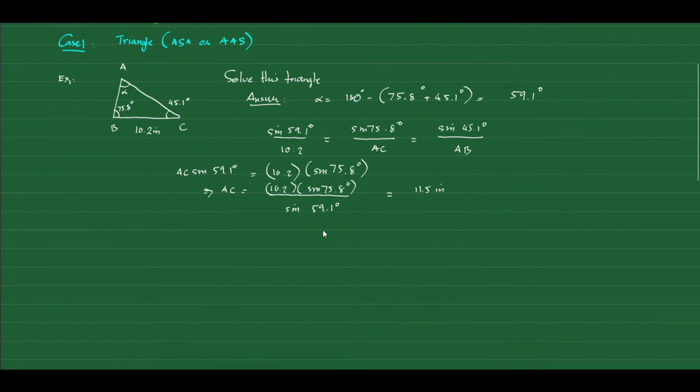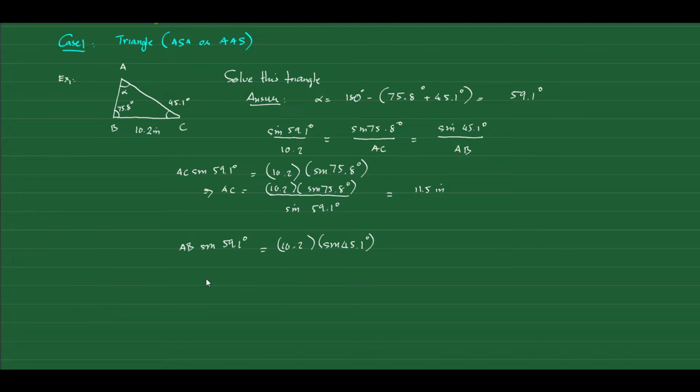That's the AC. Now you're gonna do the same thing for AB, and you're gonna pick the first ratio and the last ratio. So we're gonna go ahead and solve for AB. So AB sine 59.1 equals 10.2 times sine 45.1. You can pick this one too, but in that case you're gonna pick the information you just calculated, 11.5. Just think about if you screwed up AC, right? It means your AB will be wrong. So you don't want to pick this, even though you can.